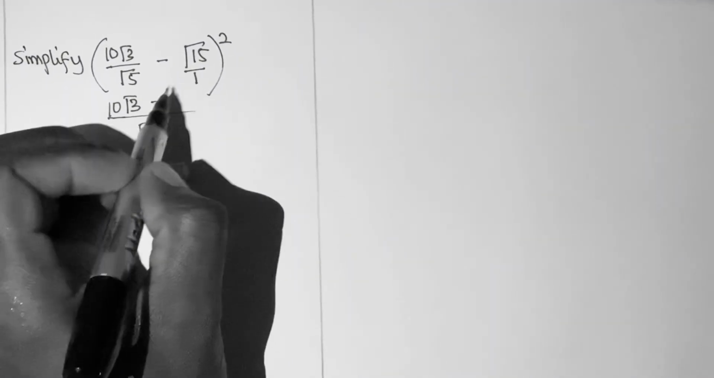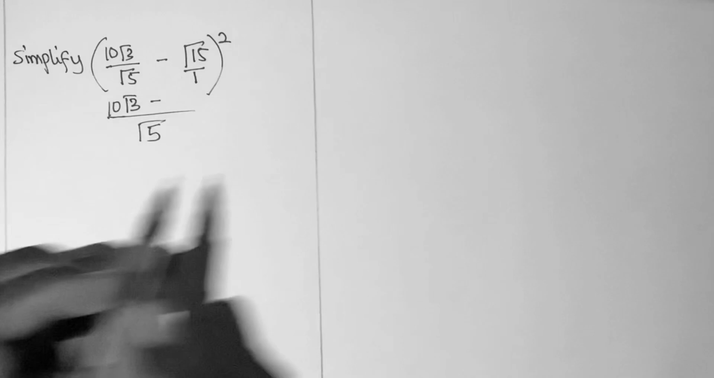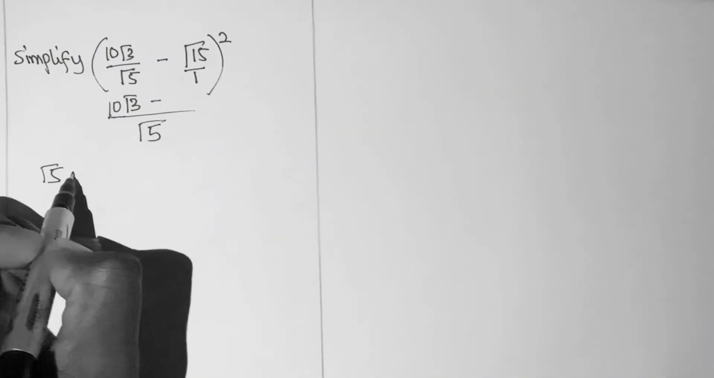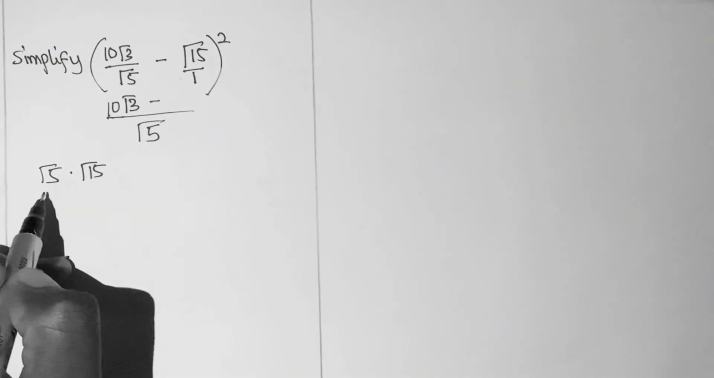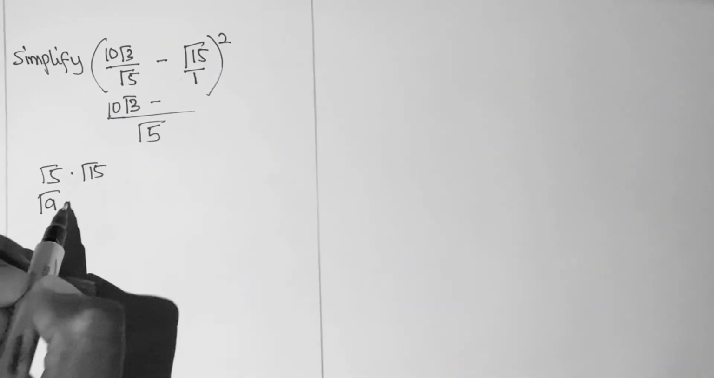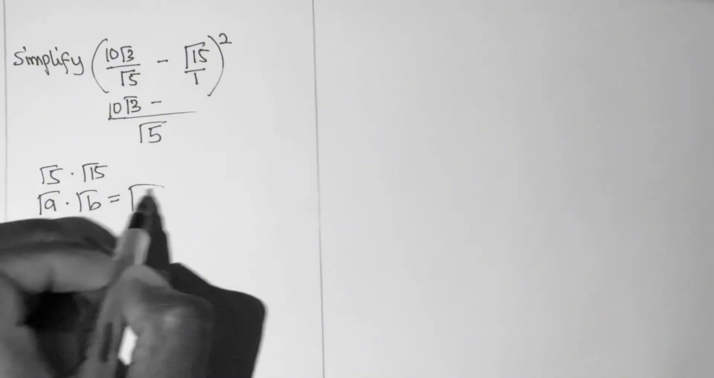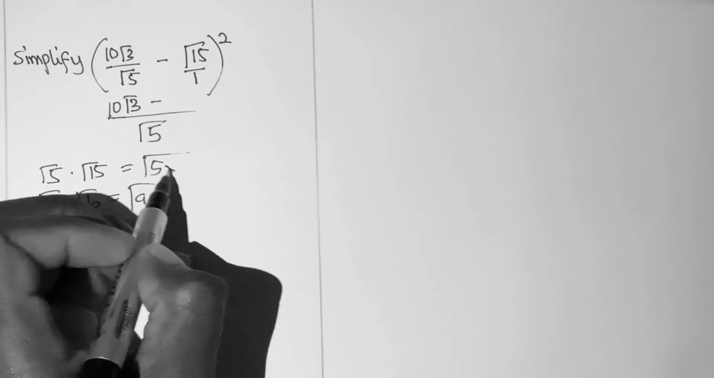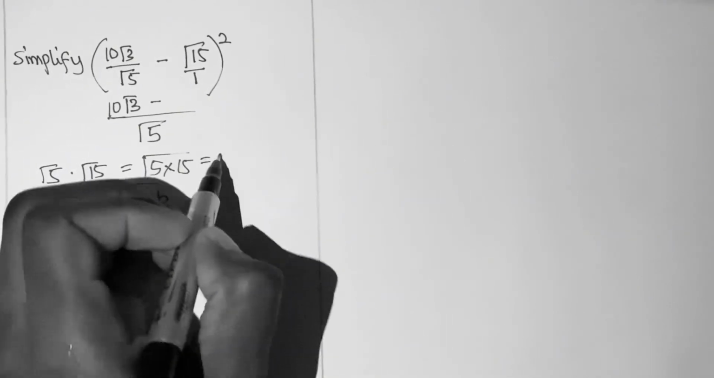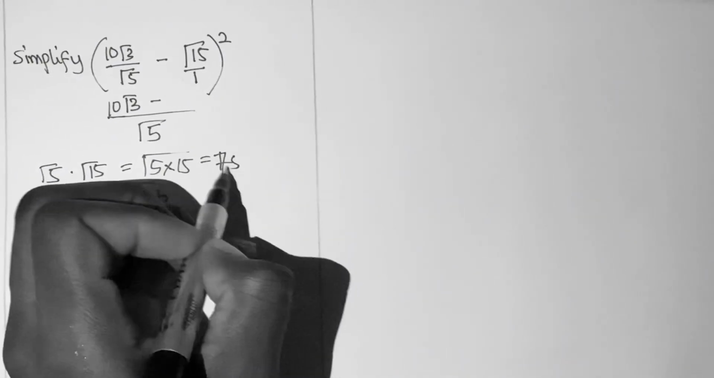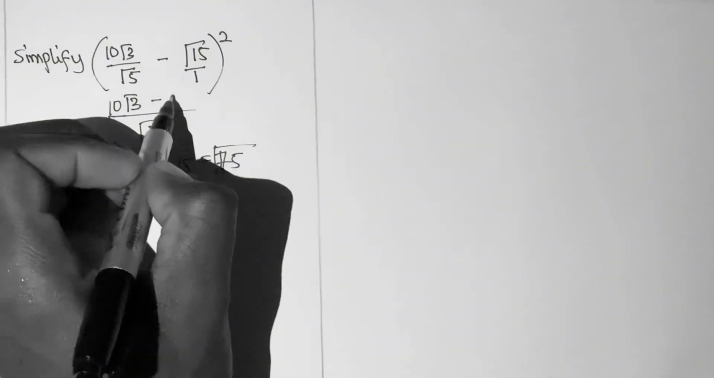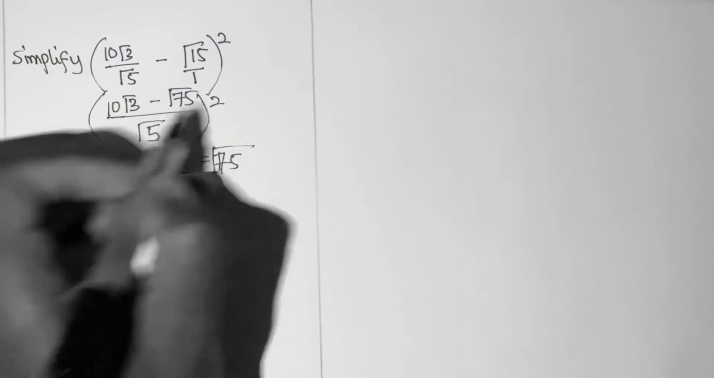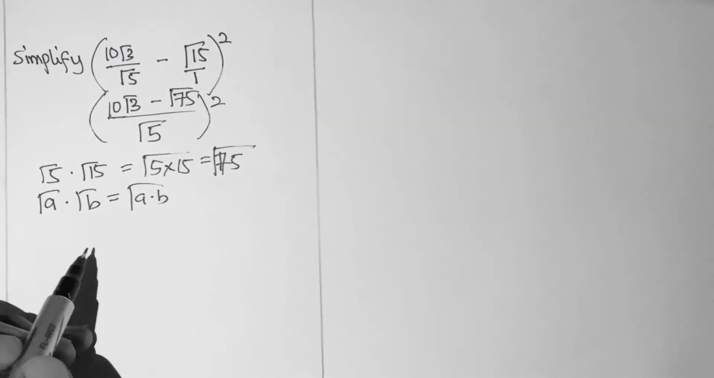Now this becomes root 5 times root 15. And let me solve it at this side. So root 5 times root 15. Remember what we said? Square root of A times square root of B is equal to square root of A times B. So this is equal to square root of 5 times 15. And 5 times 15 is 75. So this becomes square root of 75. So square root of 75 is here. Then we need to square all of this. So let's jump down and come here.